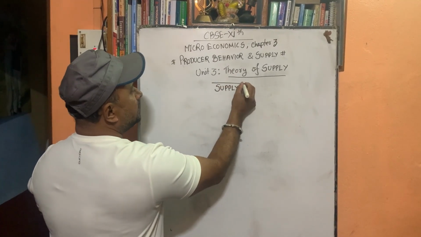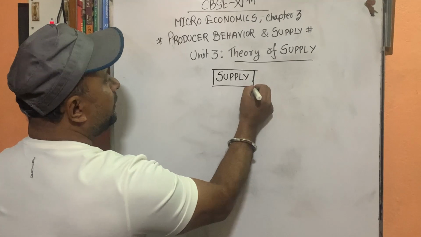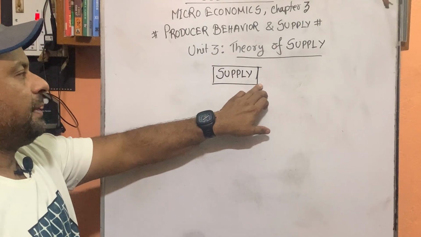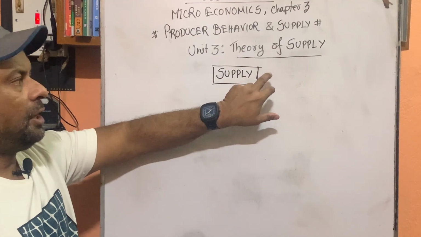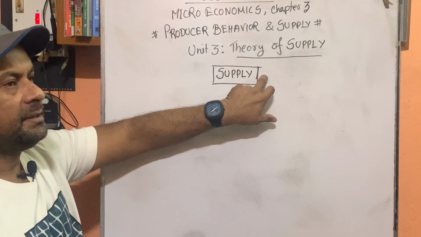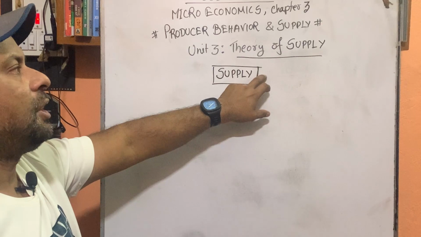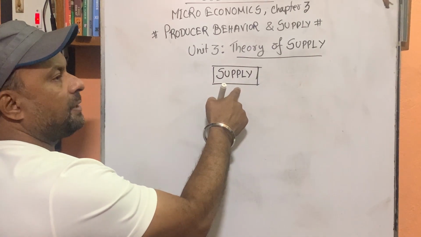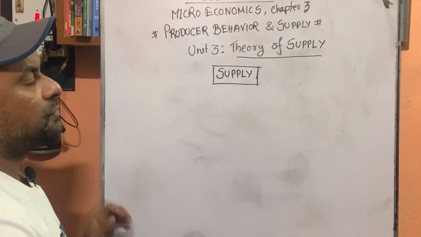Supply means what? Supply means how much a producer wants to sell at a particular point of time at a particular price. This is supply. How much he is willing to sell, this is supply. In demand it was how much a consumer is willing to buy. Now supply means how much a producer is willing to sell.